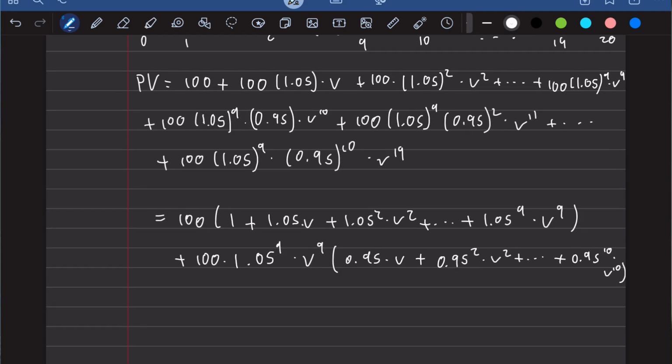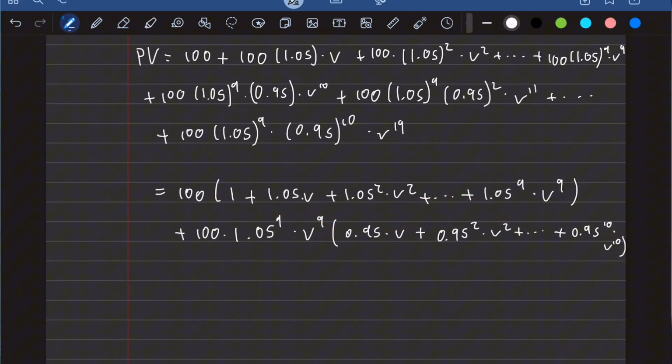Cool. Okay. So now that we've done this, we can notice that this looks a lot like an annuity in advance, and this looks a lot like an annuity in arrears. And that's exactly what it's going to be. So basically, this is going to be 100 times an annuity in advance for 10 periods. And we'll just say the rate is J. I'll show you how we're going to work out J later. Okay. Plus 100 times 1.05 to the power of 9 times v to the 9 times an annuity for 10 periods at a rate of K.